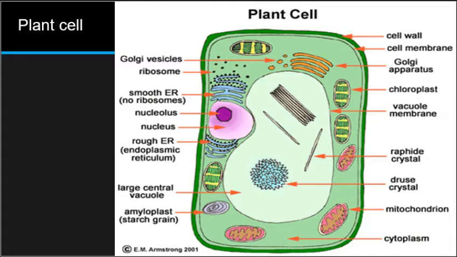I just want to see, when I say draw a typical animal cell, draw a typical plant cell, I want that animal cell to be round and I want that plant cell to be square, please. Okay? At the very least.